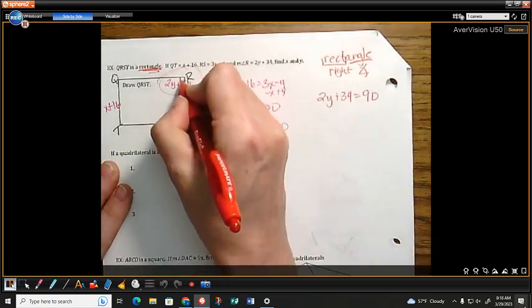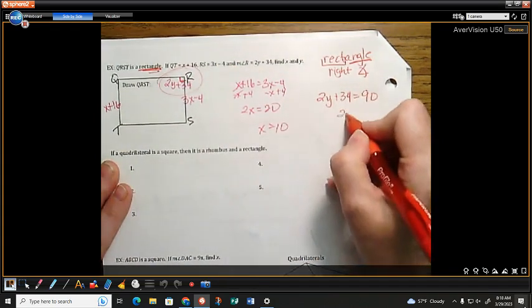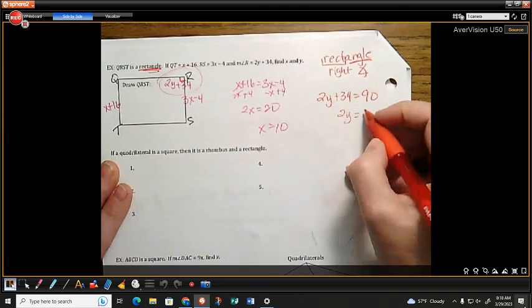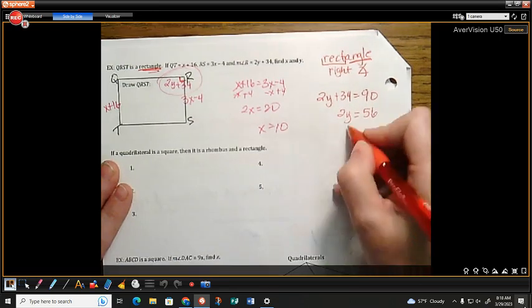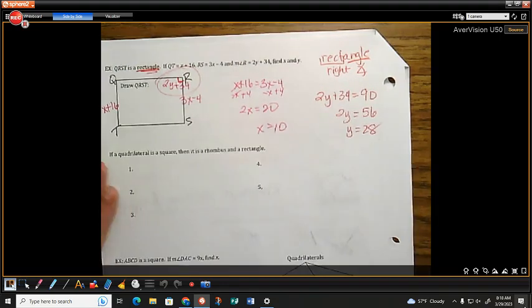So yeah, this guy has to be 90. So you just plug that in and start working it out. And you go, okay, well that's going to be what, 56? And so y will be 28?